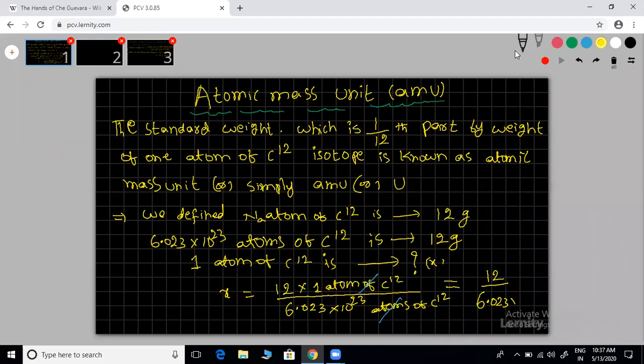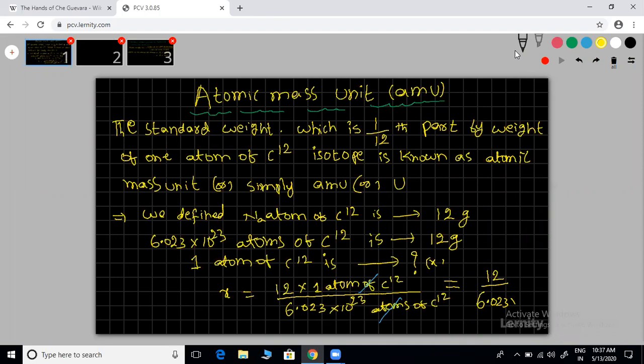Hi friends, today we are going to discuss the atomic mass unit, AMU. What is the value of one AMU? Where are we going to use this AMU? How do we derive the AMU value? Those are the things we are going to discuss today.